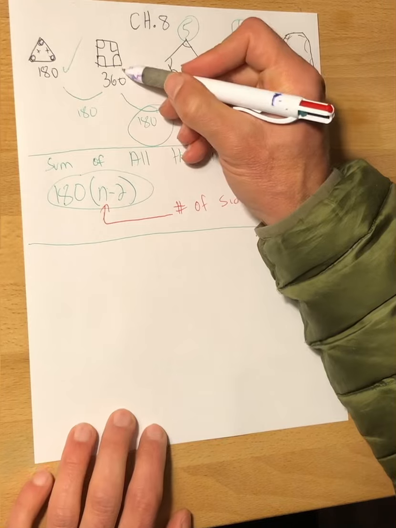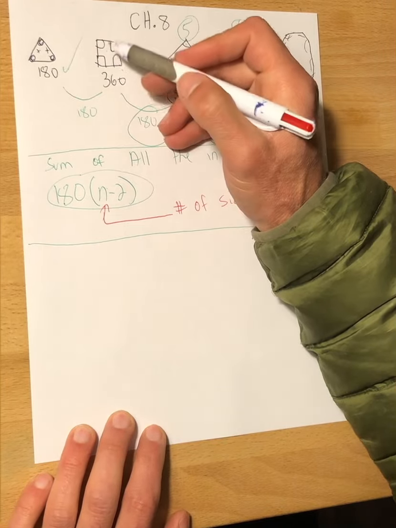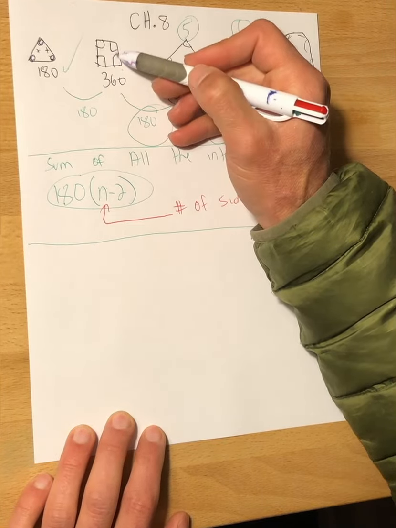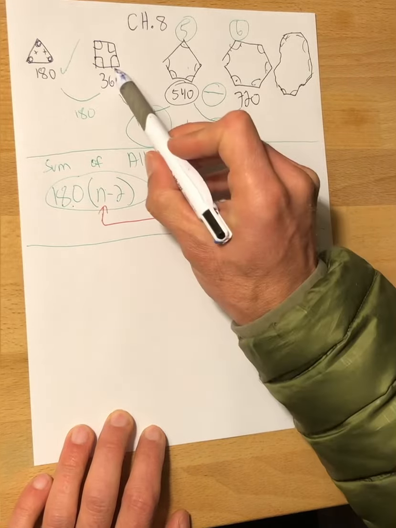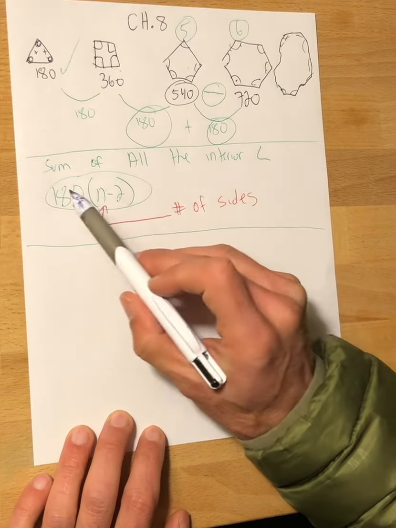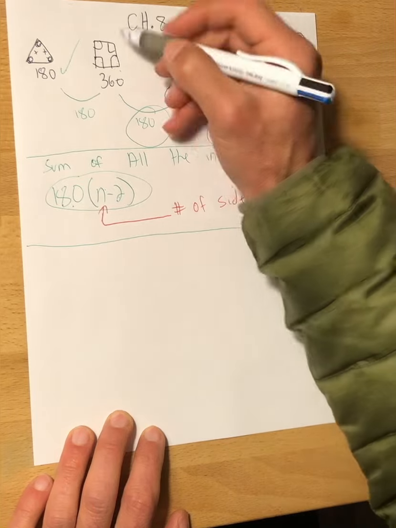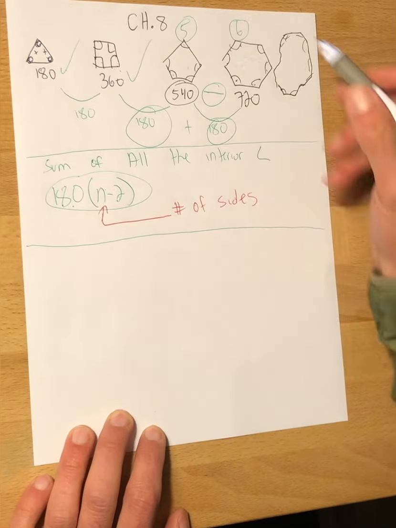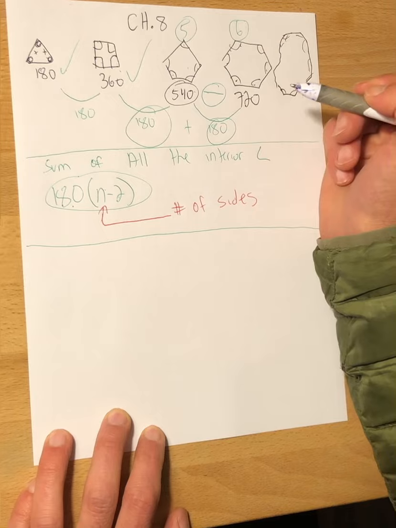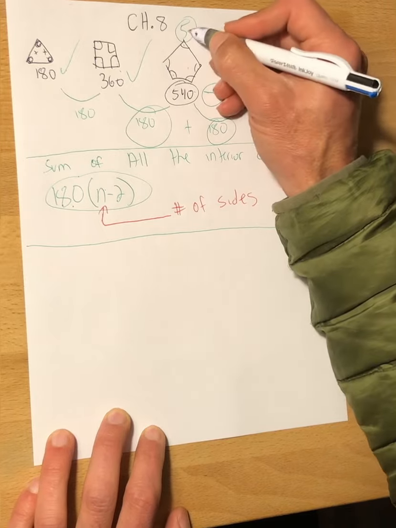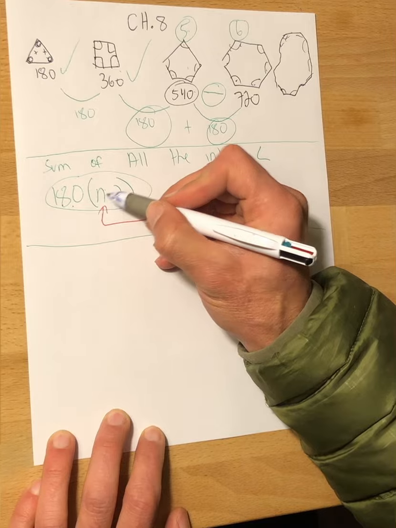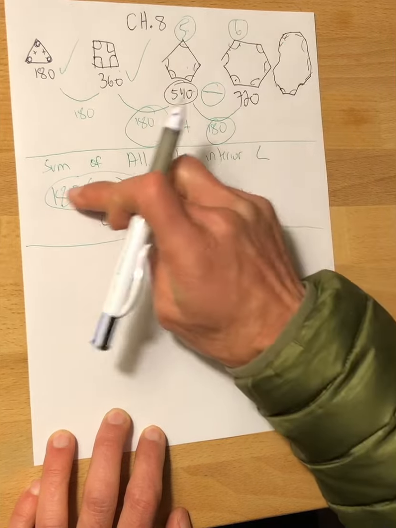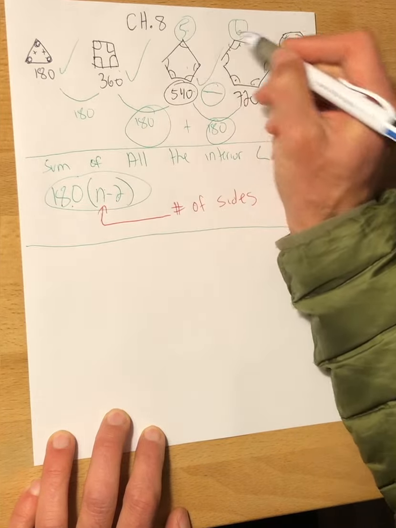Let's try this. In a square, how can I figure out that all 4 angles add together to give me 360? Well, 180 times 4 minus 2, because there are 4 sides. So 180 times 2 is 360. That works. Let's see if it works for 540 degrees. There are 5 sides in a 5-sided figure, so plug a 5 in. 5 minus 2 is 3. 180 times 3 is 540, and so on.